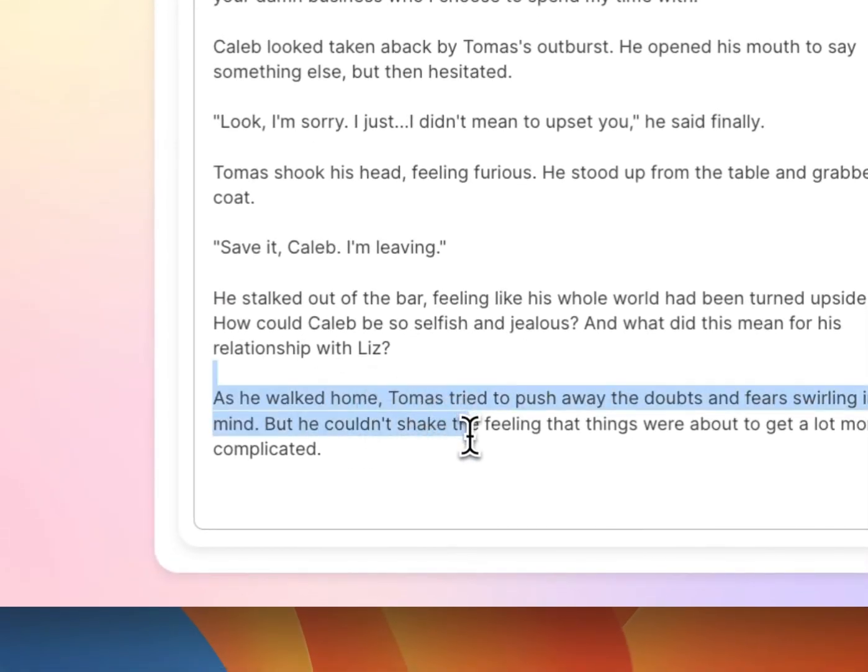Tomas tried to push away the doubts of fear, but he couldn't shake the feeling that things were about to get a lot more complicated.